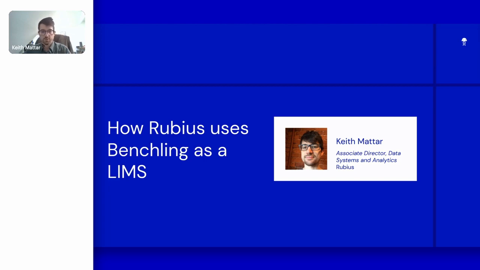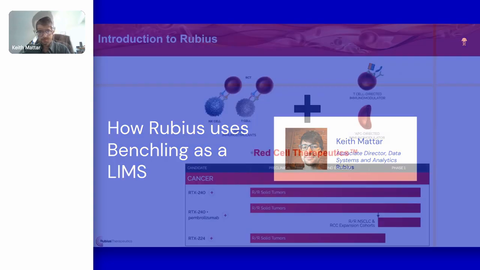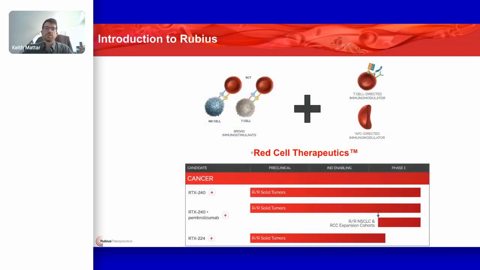So I'll start with just a quick introduction to Rubius. So Rubius was founded in 2014, and we have developed a totally new technology using genetically engineered red blood cells as a new class of cellular medicines called red cell therapeutics. The technology works by expressing biotherapeutic proteins within the cell or on the cell surface, which can be used to regulate the immune system or other systems within the body. We currently have 2 oncology products in phase 1 clinical trials, RTX-240 and RTX-224.